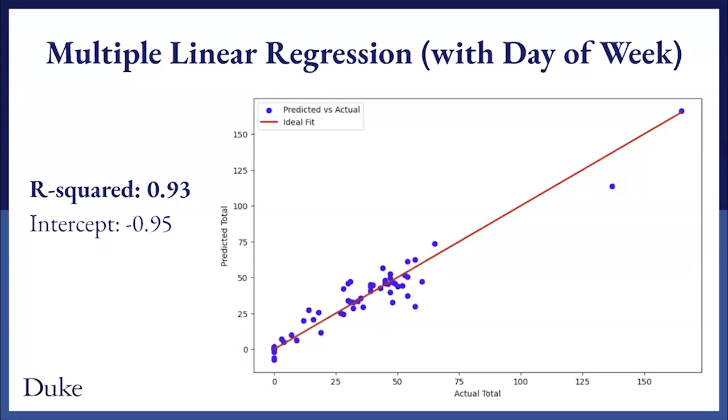So we developed a multilinear regression model that incorporates the previous two variables, as well as the MAC address and also the day of the week using one-hot encoding. And we received our strongest R-squared value yet of 0.93.